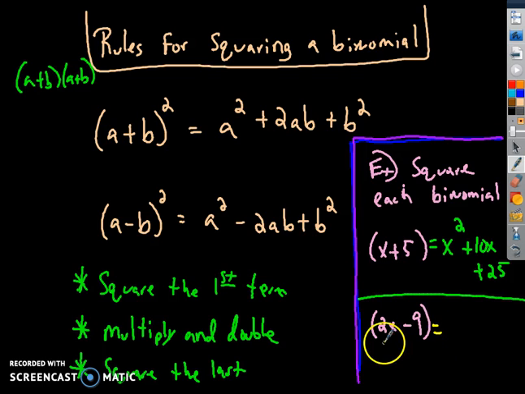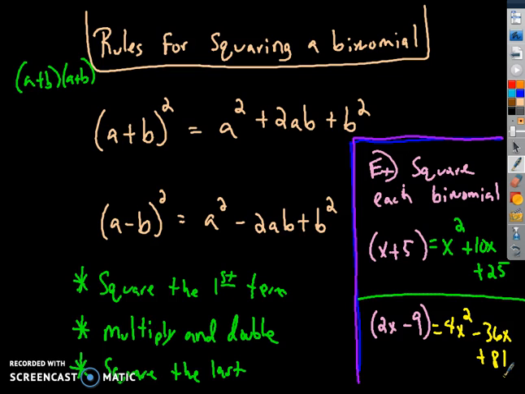again, square the first. So when you square this whole term, you square the 2 as well. So it's 4x squared. Multiply these together. So it's 2x times 9 is negative 18x. And double it, it's negative 36x. And then square the last, plus 81.